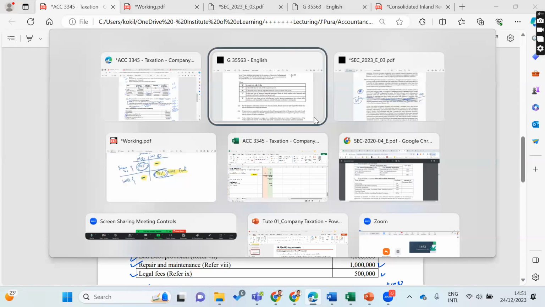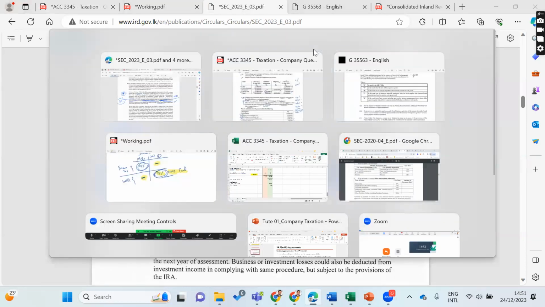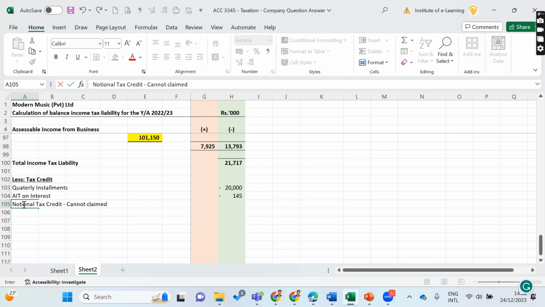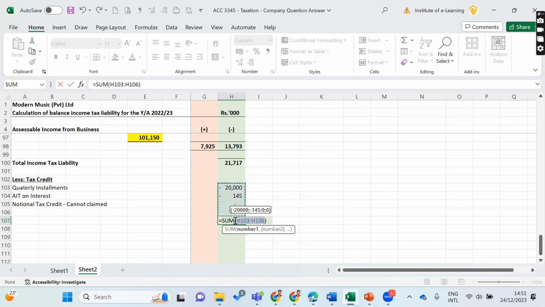As per the transitional provision, it was available only for the 3 years, 2018/19, 2019/20, 2020/21 only. For 2022, 2023 years, no notional tax credit. Therefore, if you get any notional tax credit carried forward amount, don't claim, right? If you want, I will write down: notional tax credit cannot be claimed. Even if there is any balance available, in the inspection it is anyway not there. If you get it at the exam, you cannot claim, right?